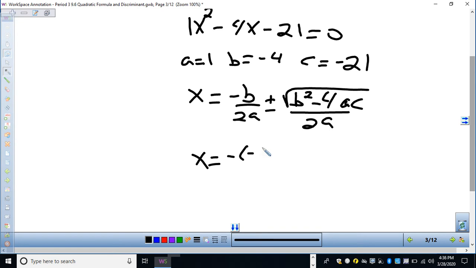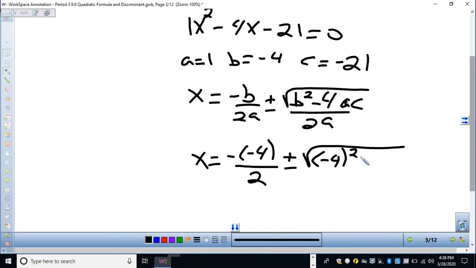We have negative 4 over 2 times 1, which is 2, plus or minus the square root of b squared. So negative 4, again remember to put that negative 4 into parentheses, because that means we're going to multiply negative 4 times negative 4. If you don't use the parentheses, again you will get the incorrect answer. So minus 4, the a term here is 1, so 4 times 1 times negative 21, over 2 again.